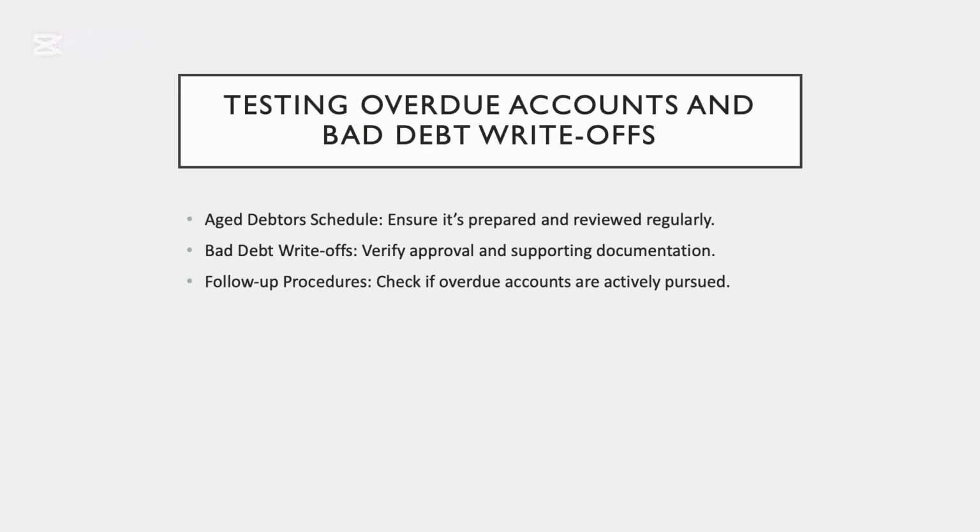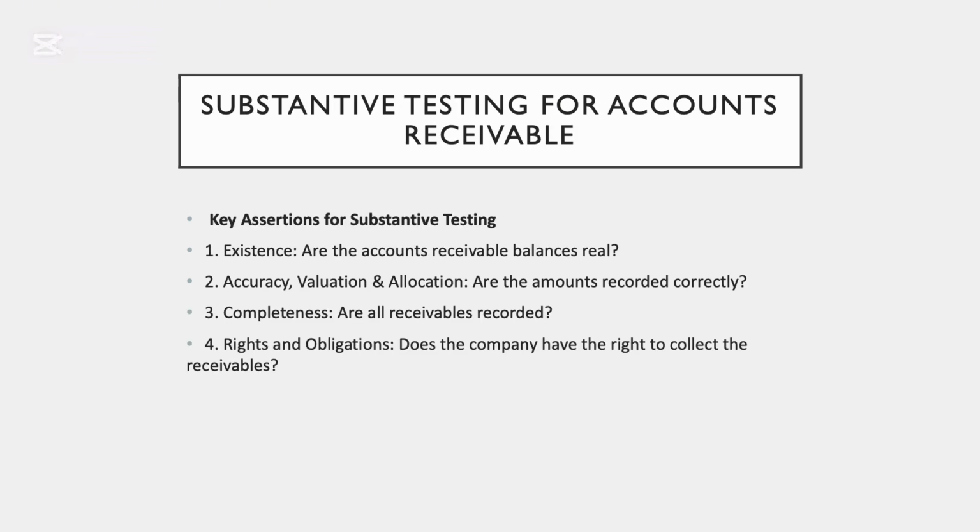Managing overdue accounts is crucial. We'll test if the company regularly prepares an aged debtor schedule and follows up on overdue payments. We'll also check the process for writing off bad debts. This includes verifying that write-offs are approved by senior management and supported by proper documentation.